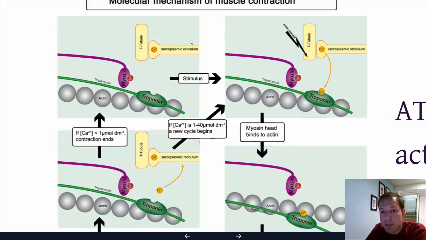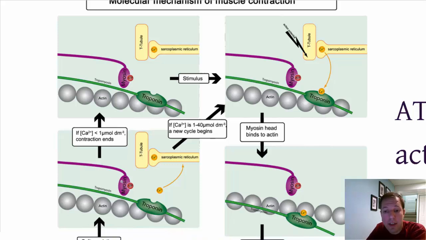Now, if calcium is still around, then the myosin is going to bind again. A new cycle will start, troponin will stay moved out of the way, and myosin will bind again, moving the filament even further. However, if the amount of calcium in the system has decreased, then troponin will move back in place, bringing tropomyosin with it and blocking that active site so that myosin cannot bind again.